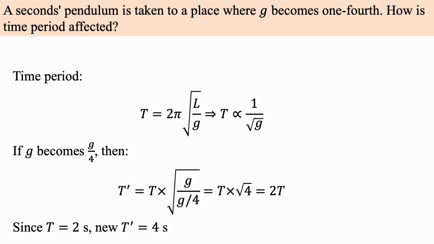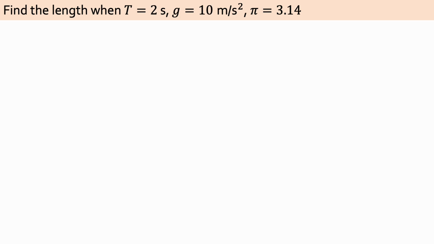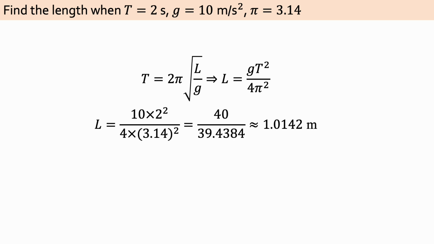Find the length when time period is 2 seconds. Acceleration due to gravity is 10 meter per second square, pi 3.14. So let's find the length. So rearrange this equation in terms of L. So L will be equal to gT square divided by 4 pi square. Substitute the values and you will obtain the value of effective length, which is equal to 1.0142 meters.